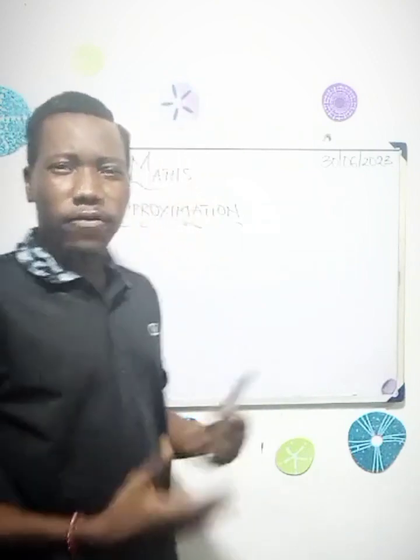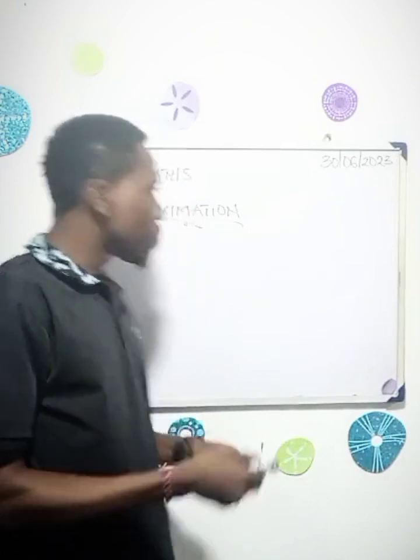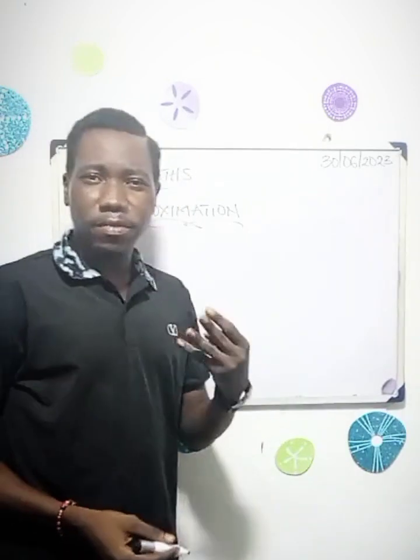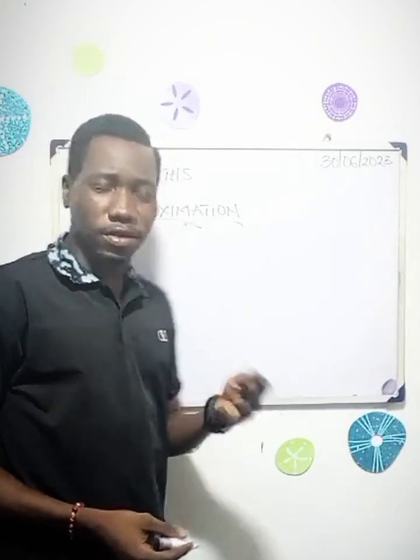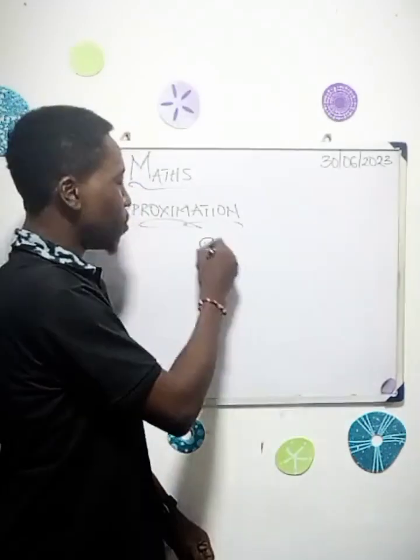How do we perform approximation of numbers? There are basically 3 steps to approximating numbers, all right? But before I talk about that, let me talk about rounding up numbers.